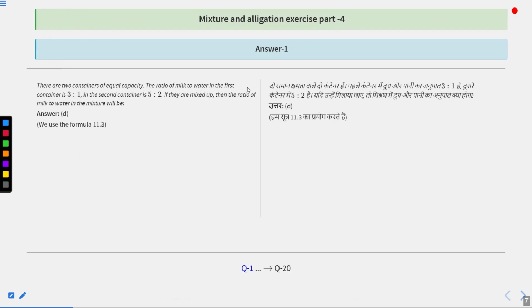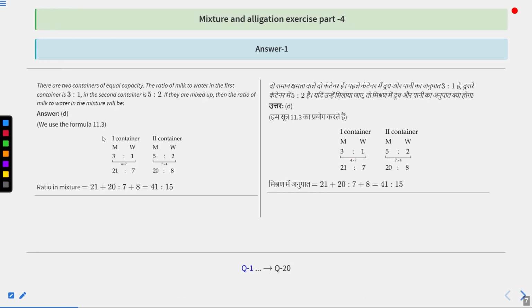Now we are going to use formula 11.3. In the first container, milk and water are in the ratio 3:1, and in the second container milk and water are in the ratio 5:2. Clear? So when we mix them, what will the ratio become? 3 and 1 make 4, 5 and 2 make 7. So we make the quantities the same, so it will become 21:7 and 20:8. We are making them the same quantity, so we take the LCM.